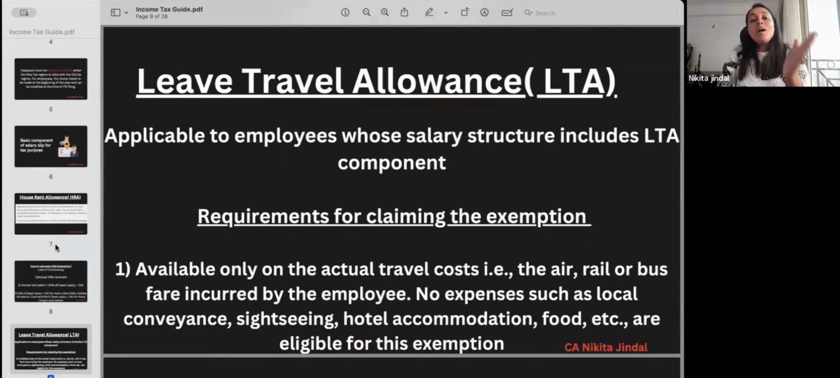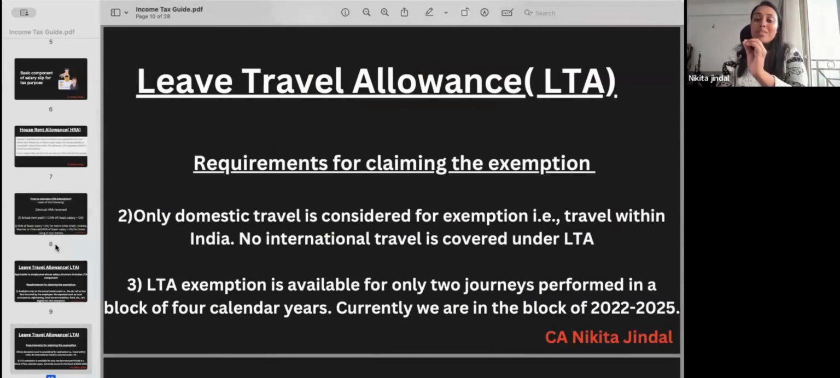Number two is leave travel allowance. Just remember, it is on the actual travel cost by air, rail, or bus, and only on domestic travel. No international travel is allowed. And in a block of 4 years, you can claim a maximum of two LTAs.